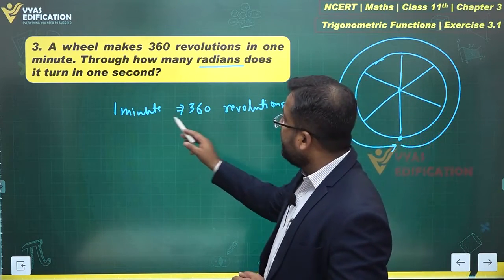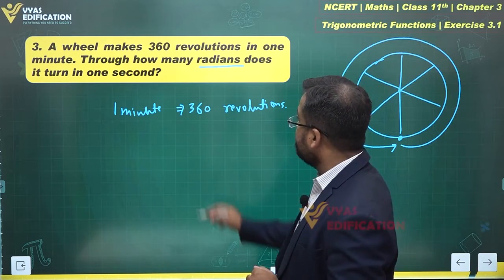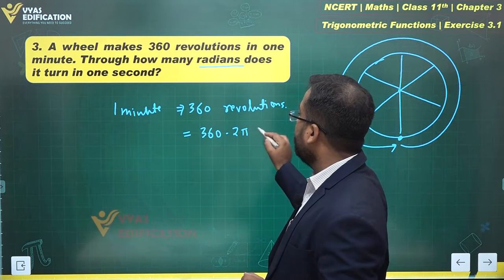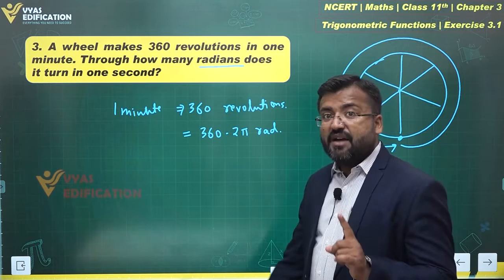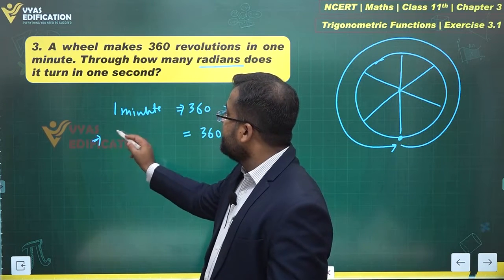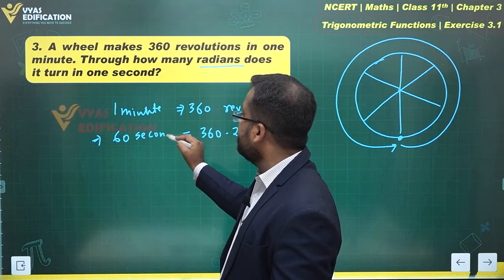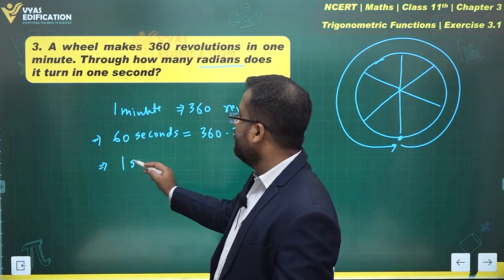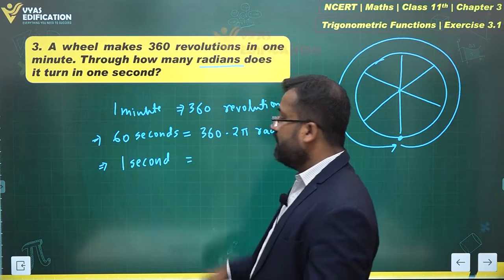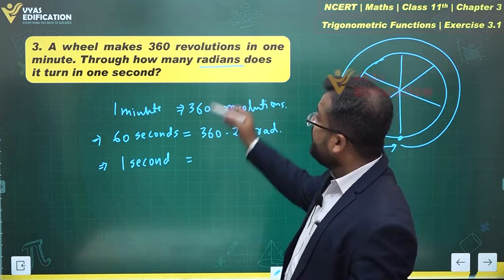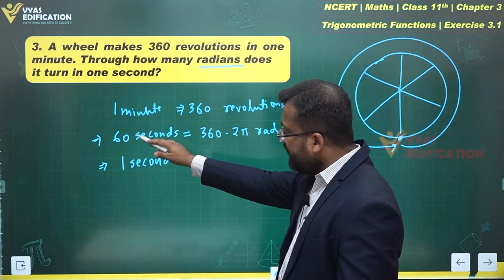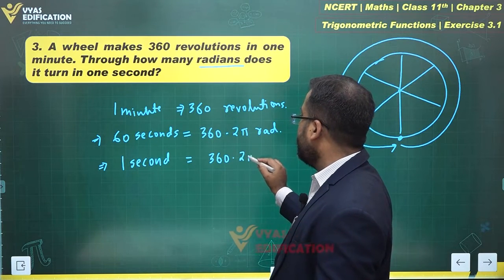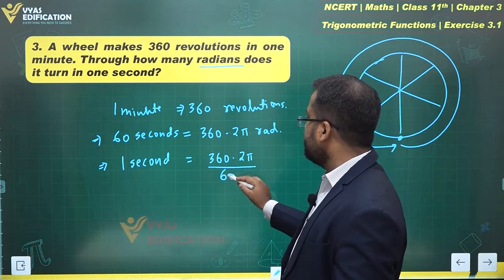So in 1 minute the wheel has made 360 revolutions. 360 revolutions is equal to 360 times 2 pi radians, and all of this is happening in 1 minute. 1 minute implies 60 seconds. In 60 seconds the wheel makes this much angle. So in 1 second, how many radians does it turn? If it turns this much in 60 seconds, then in 1 second it will turn 360 times 2 pi upon 60 radians. We divide by that 60.